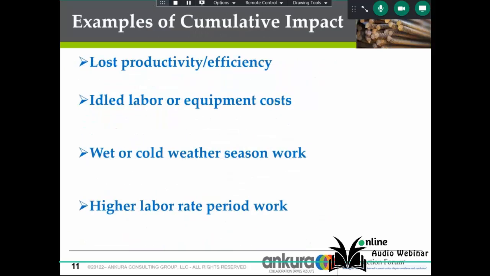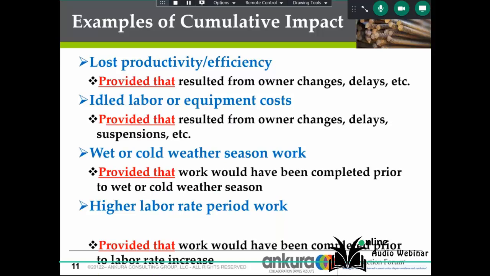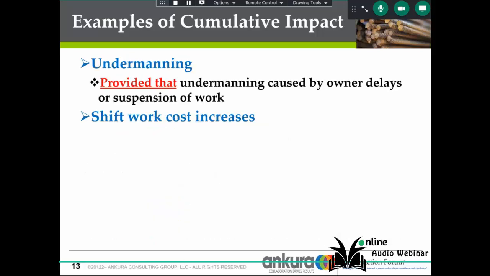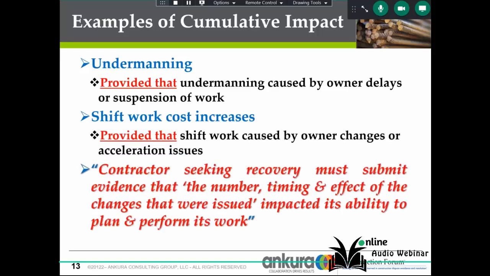So let's take a look at some recognized examples of cumulative impact: higher labor rate period, material escalation costs, overcrowding, which is when you put multiple trades in the same space, and undermanning, provided that the undermanning is caused by owner delays or suspension of work. The contractor seeking recovery must submit evidence that the number, timing, and effect of the changes that were issued impacted its ability to plan and perform its work.